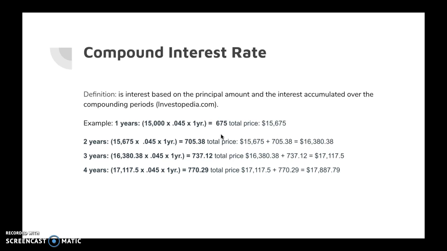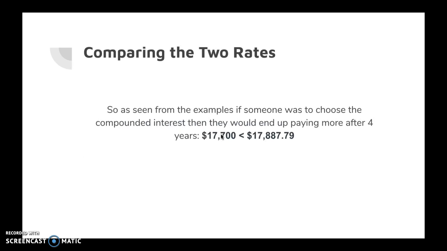And then our total after 3 years would be $17,117. And then our fourth year, an interest of $770 and almost 30 cents, for a total price of $17,887.79. Just a changing principal every time. So obviously our price is actually going up, as we can see when we compare them from the examples. They'd end up paying almost $200 more because of our principal increasing from the $15,000.